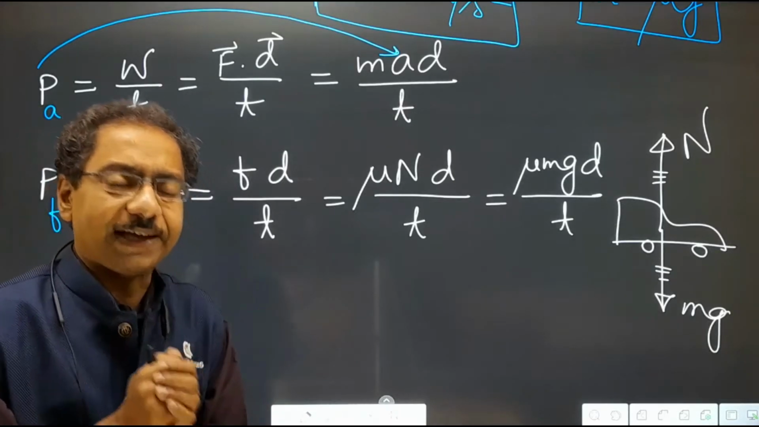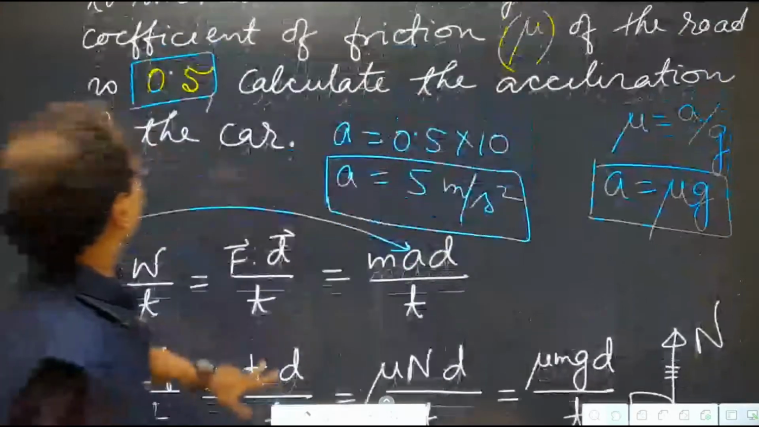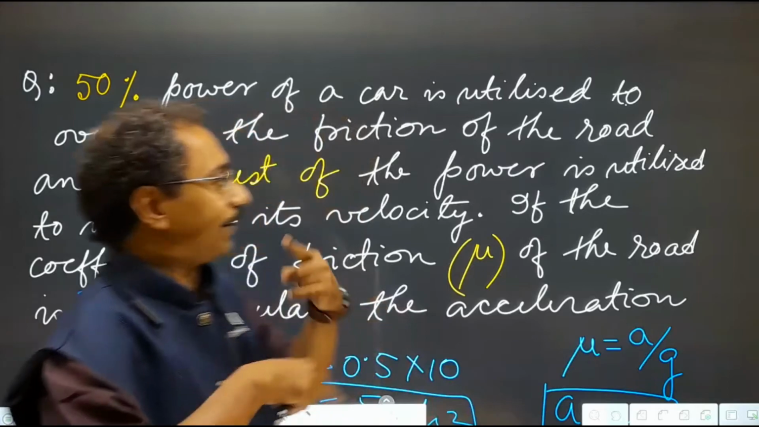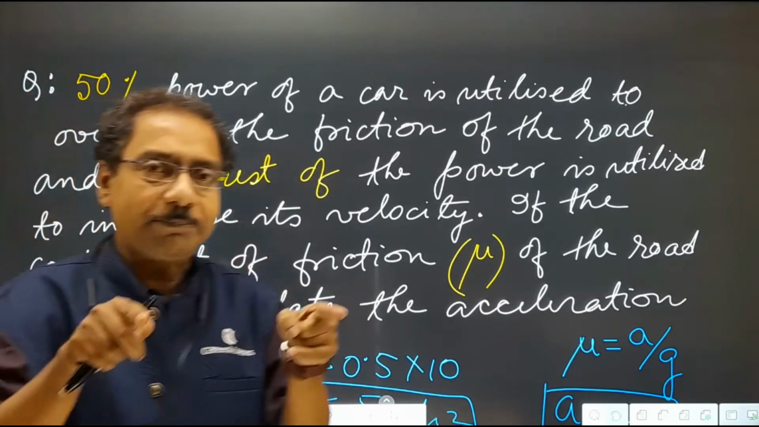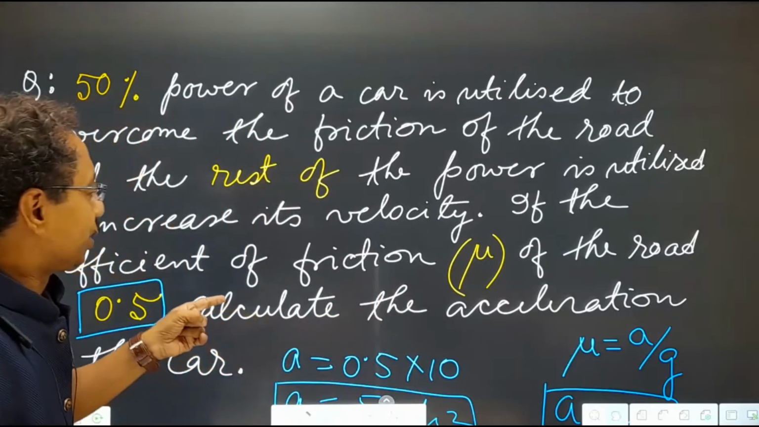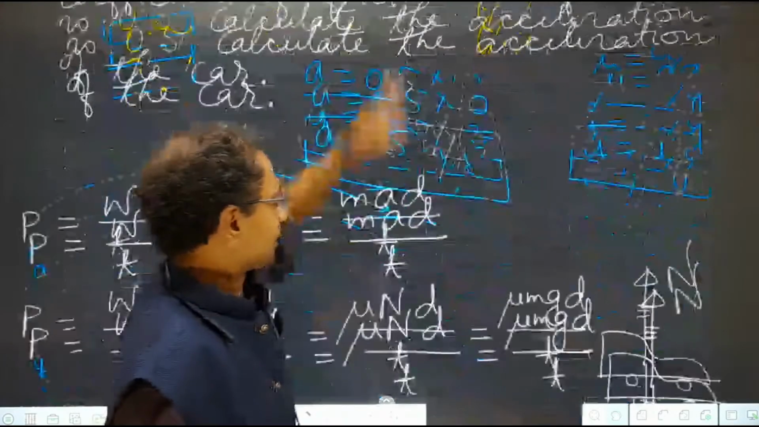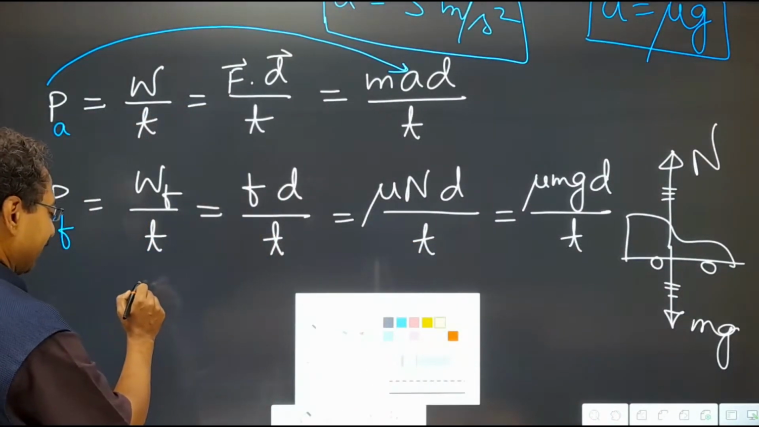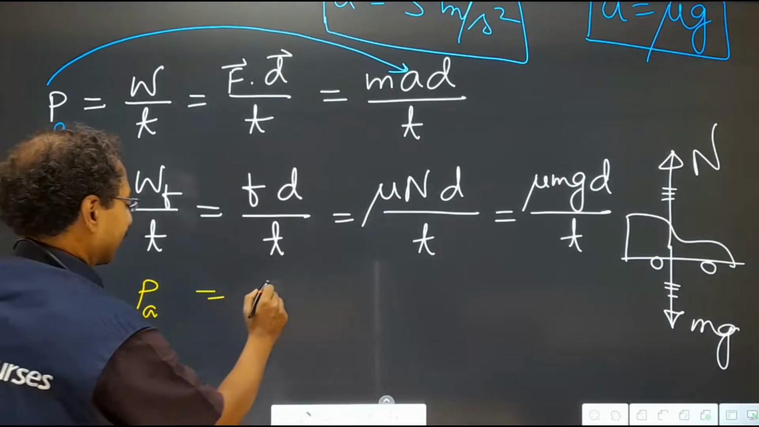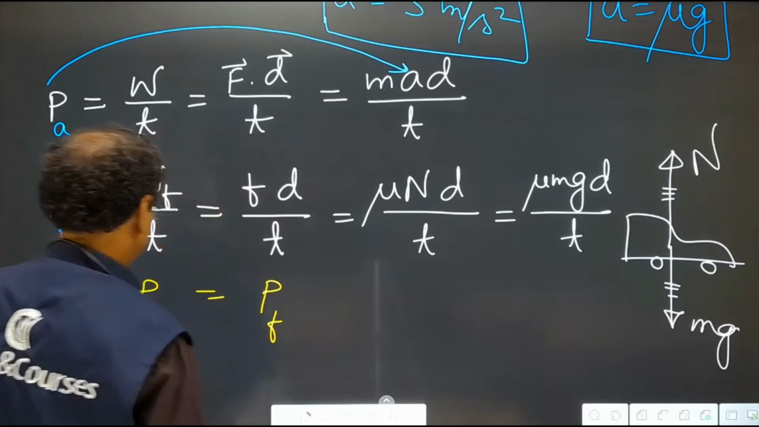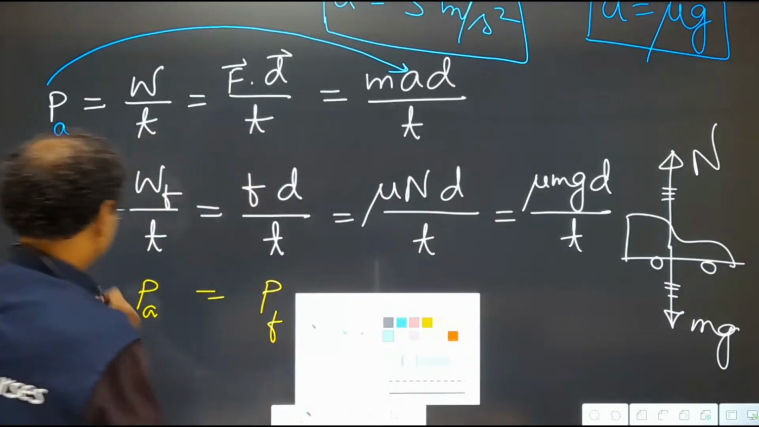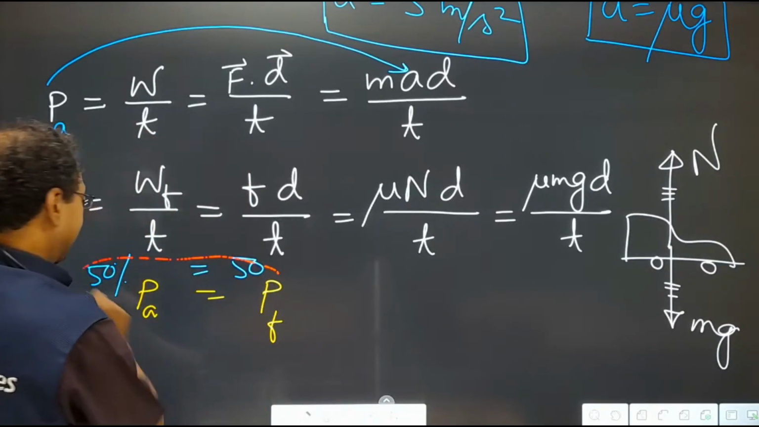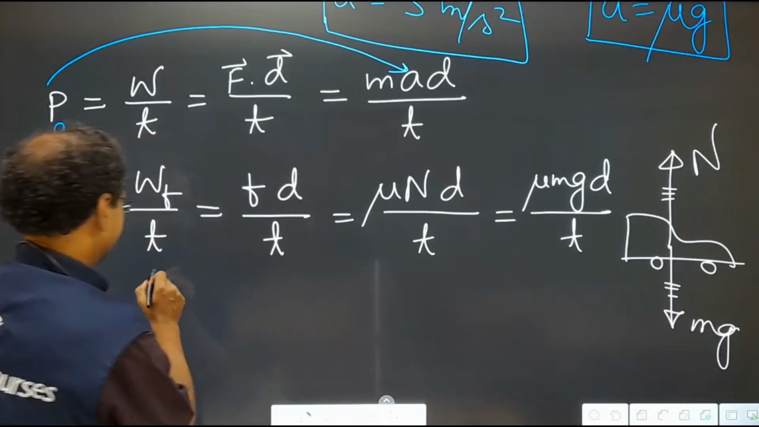Now in your question it is given both of the powers are equal, because 50% of the power of the car is utilized to overcome the friction, and the rest of the power, another 50% of the power, is utilized to increase its velocity. So just see, both of the powers are 50-50. So power to accelerate the car and the power to overcome the friction, both are 50%. So this one is your 50%. This one is also 50%. So we can write both are equal to 50%.